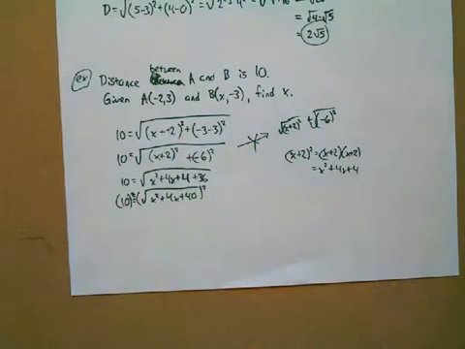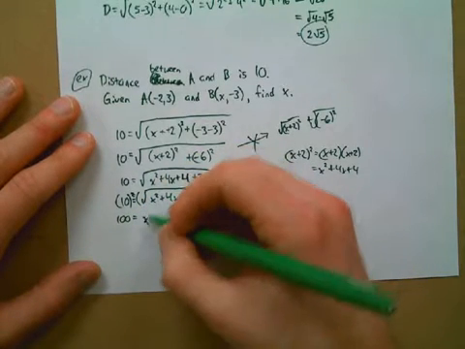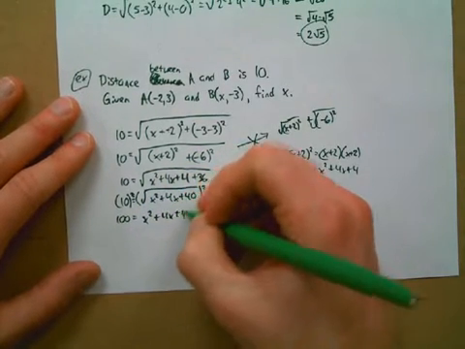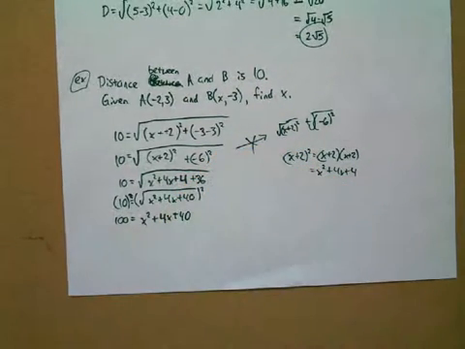Okay, Nick, do you want to continue? What should we do now? Subtract the 40. Subtract the 40 over. Okay. And then we get 60 equals x squared plus 4x, like that? And then what do you want to do?